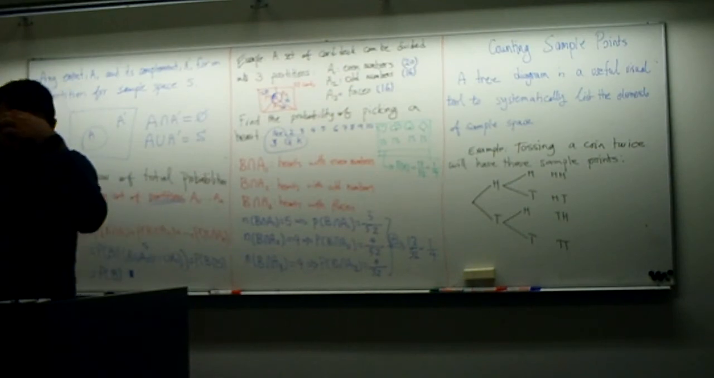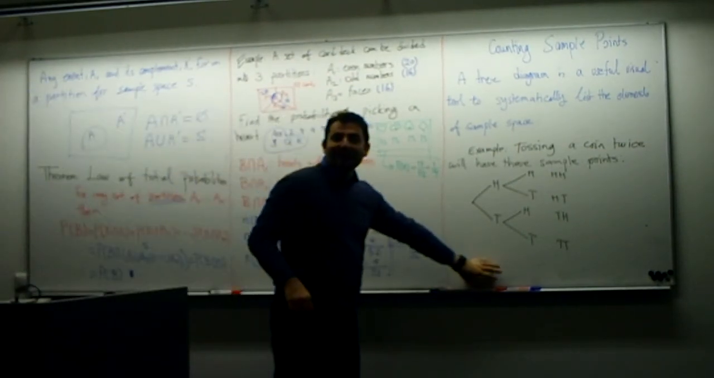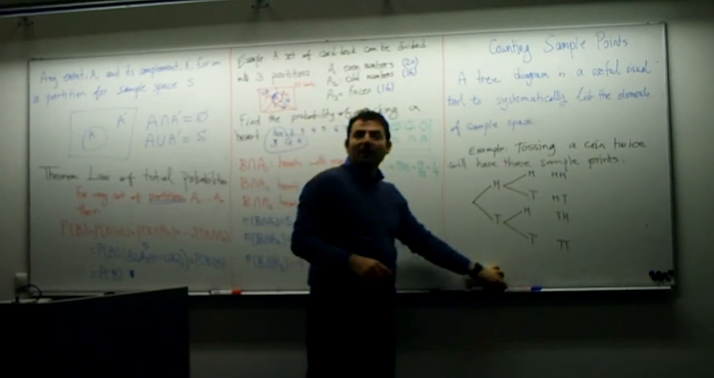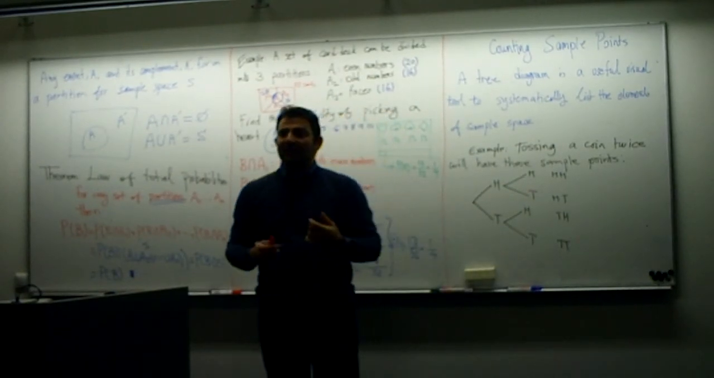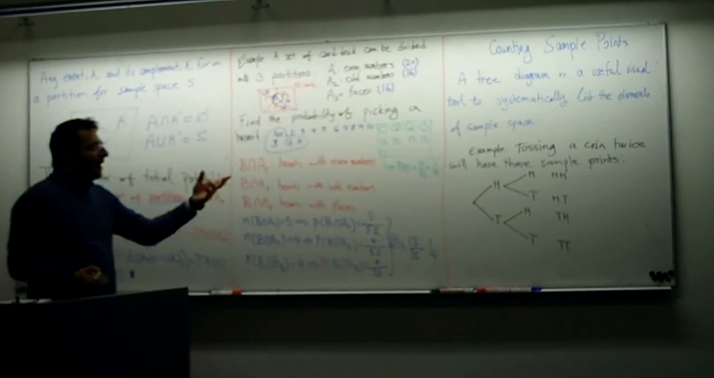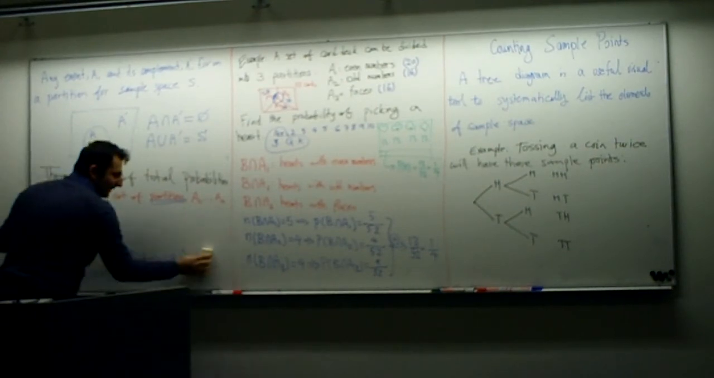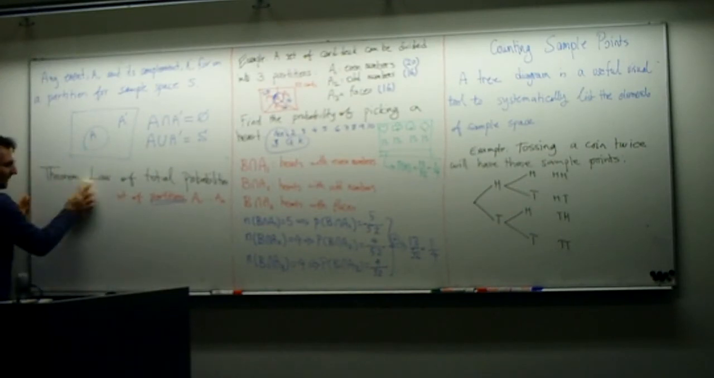So this tree is actually very useful if we want to see how many sample points we have and how many of them are satisfying the condition that we were looking for. Of course, tossing a coin twice is a very simple example, and we already knew about that one before. But let's do a few more complicated examples, where we will see that the tree will help us quite a lot.